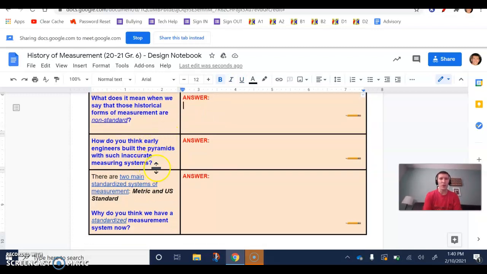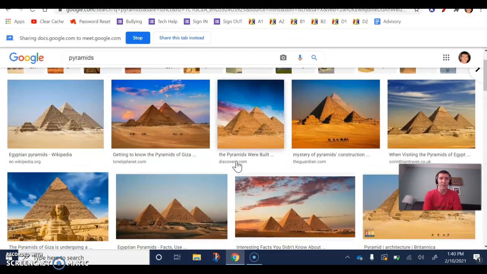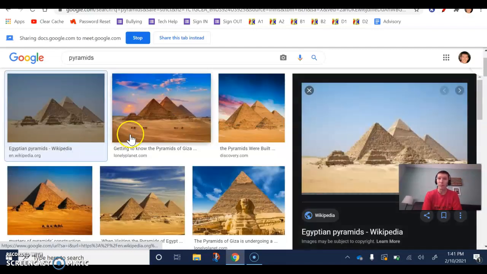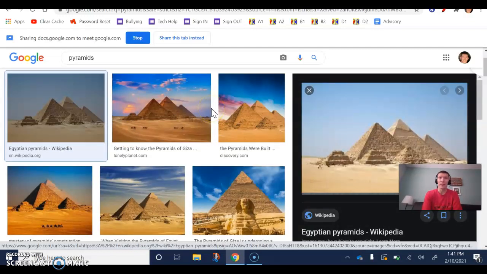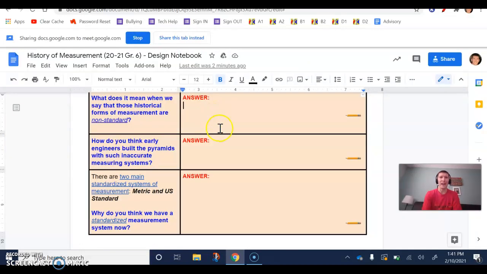The next question, how do you think early engineers built the pyramids with such inaccurate measurement systems? Now, if you're not sure what the pyramids are, I'm going to pull up a couple Google images here. And so these were pyramids that were built hundreds, thousands of years ago, and how they were built so perfectly and precise is still a mystery to many people. And so if you're thinking, I don't know, well, most people don't know.